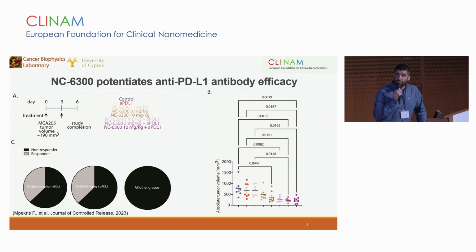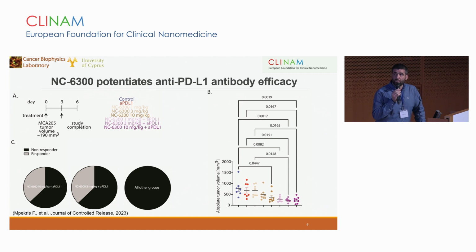The protocol that we followed is presented in panel A, where we waited for the tumors to reach a size of 190 cubic millimeters, and then we started the treatment with epirubicin micelles. We employed 3 doses of epirubicin micelles: 1, 3, and 10 milligrams per kilogram. The maximum tolerated dose for these micelles is 25 milligrams per kilogram. We checked the efficacy of these micelles alone or in combination with anti-PD-L1, an immune checkpoint inhibitor.